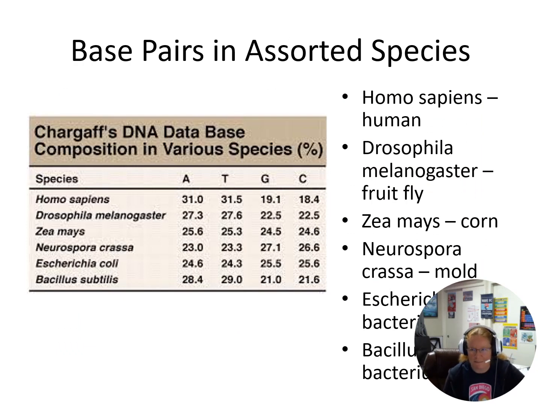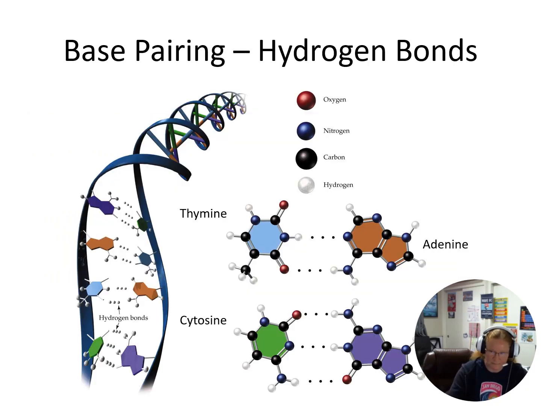Now, when we look at these base pairs, we see a lot of different percentages of base pairs depending on the species. So our species, we've got about 30% adenine and thymine, and then around 20% guanine and cytosine. And other species, so fruit flies, have a more even mixture of them. And so you can see just different species have different ratios of these base pairs.